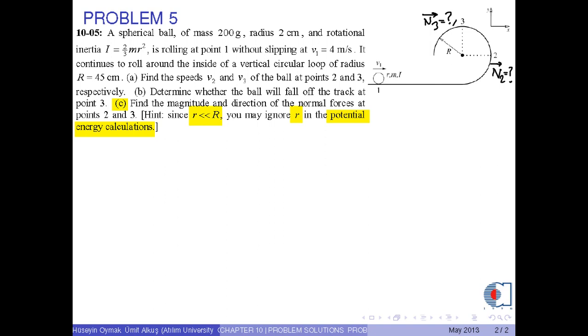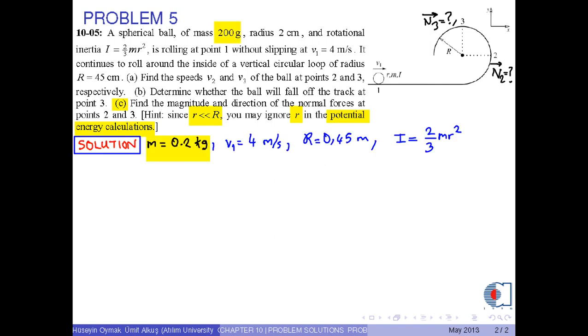First of all, we write the given quantities in SI unit system. M is 200 grams and it is converted into kilograms as 0.2 kilograms. Speed v1 equals 4 meters per second. Capital R is given by 45 centimeters and it is converted into meters as 0.45 meters. And rotational inertia I is 2 over 3 m times r squared.